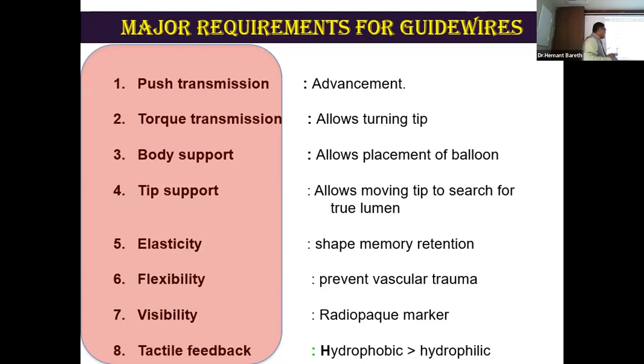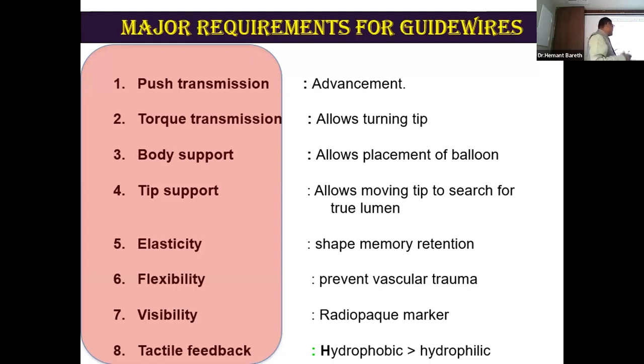Then tip support. The tip support is also very important. Tip support is the resistance that the tip gives to a lesion. So if you encounter a lesion and the tip just buckles, then it will never cross the lesion. But if the tip has some support, it will then bend sideways and go through the lesion. So that tip support is also very important because it allows the tip to search for the lumen, especially in total occlusion situations. The tip support becomes very important, and I will show you how you require more tip support for total occlusions.